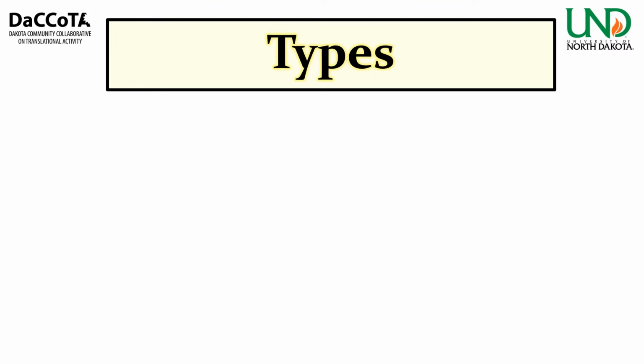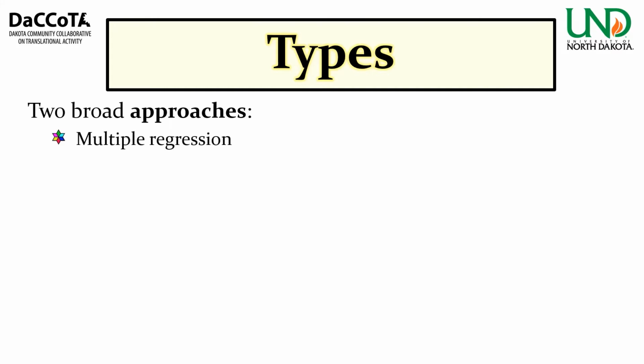Let us get into typing. What types of multilevel models are there? Well, there are two broad approaches: multiple regression and structural equation modeling. We will cover and focus on the multiple regression approach in this talk.